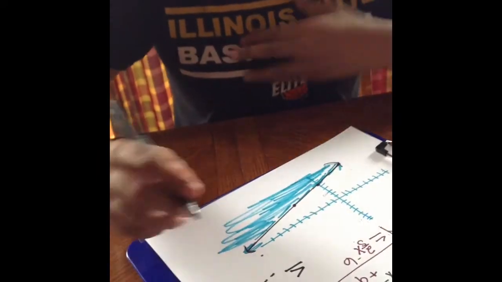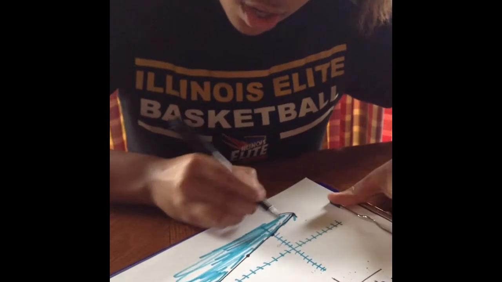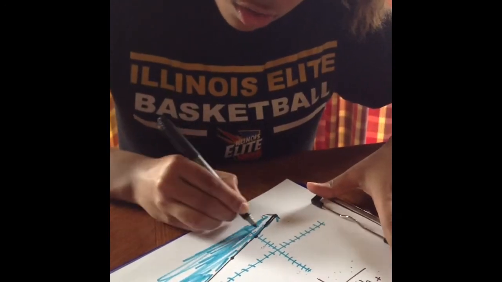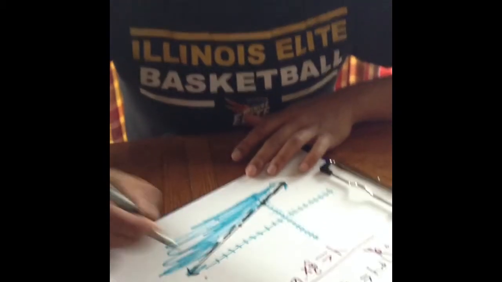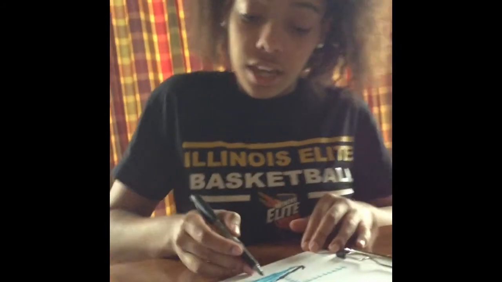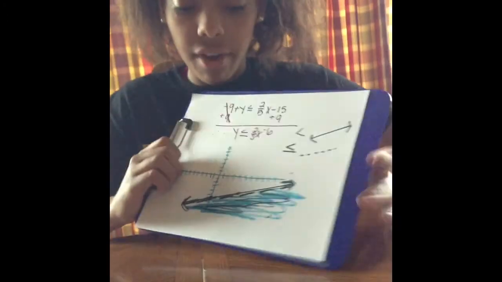I went too fast, and I forgot to do the dotted line. Easy thing to fix, just go over it with a dotted line. And I'm using marker, so if I used a pencil, I'd be able to erase it. But I will just go over here with a dotted line, and then I shade under. And that's how I graph the inequality.